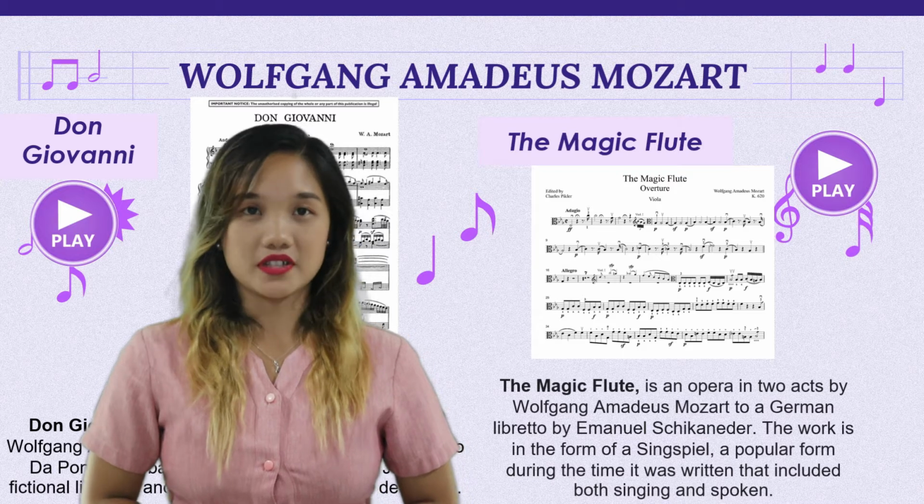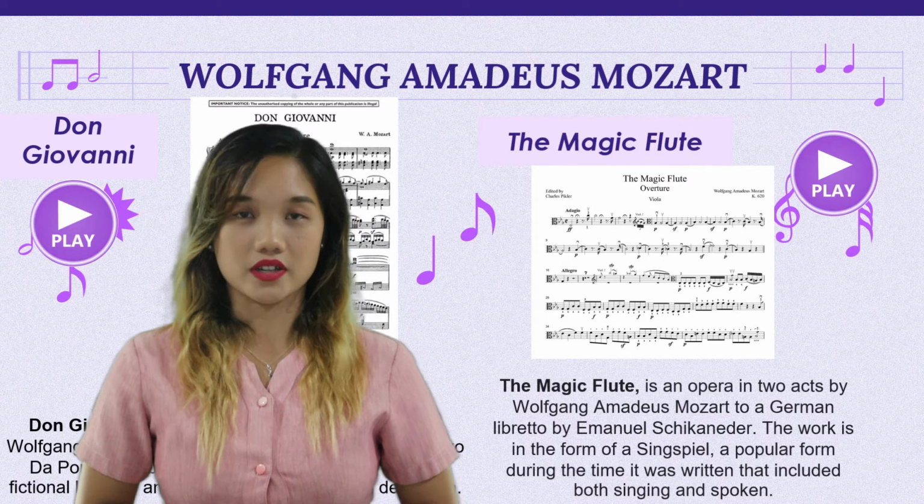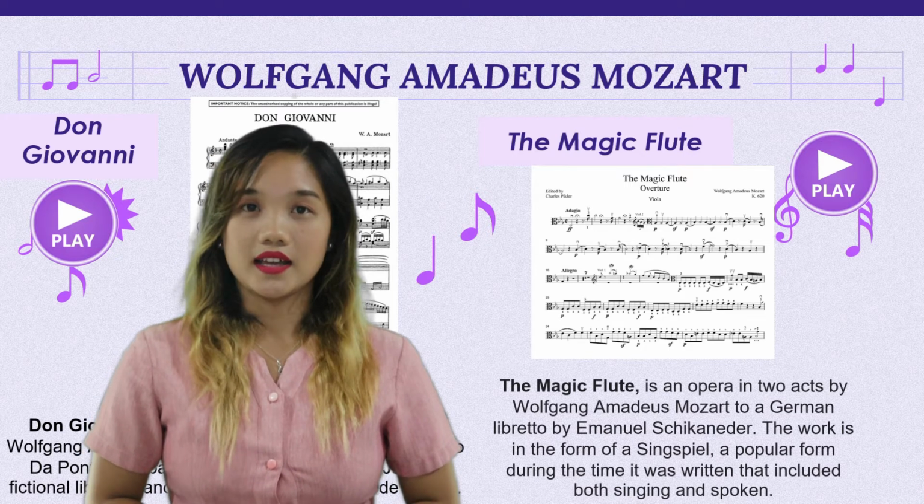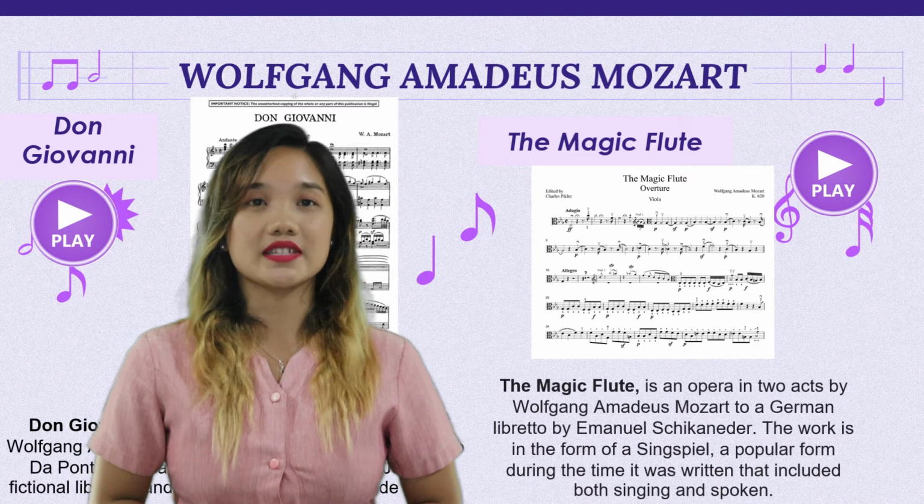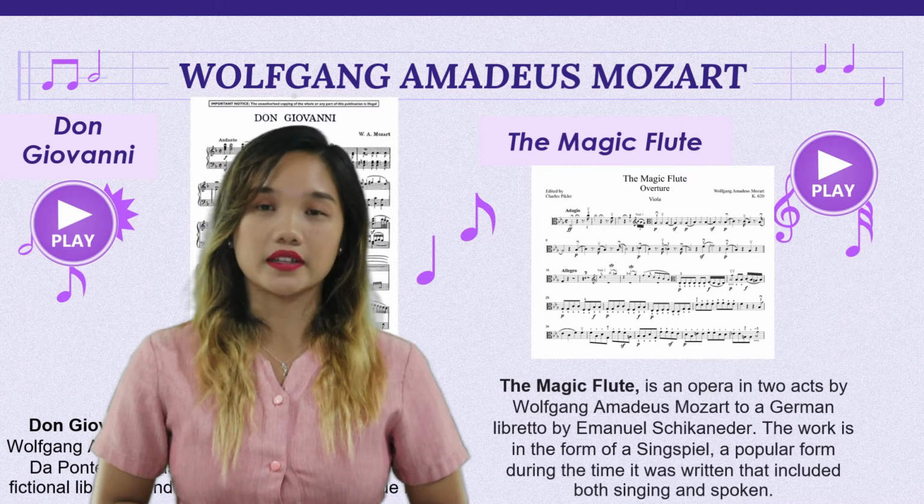The Magic Flute is an opera in 2 acts by Wolfgang Amadeus Mozart. The work is in the form of a singspiel, a popular form during the time it was written, and included both singing and spoken dialogue.